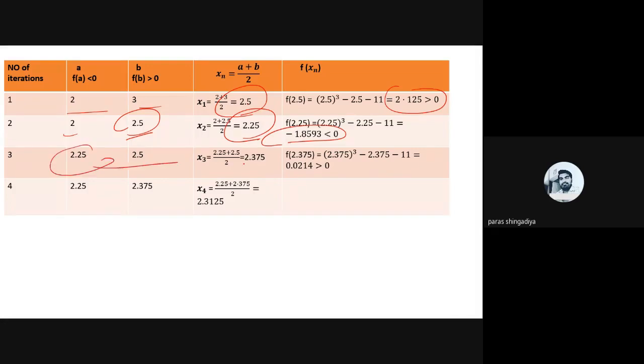Again replace 2 with 2.25 because it is negative. Again take the average, so it is 2.375, and check its output, and it is positive. So replace the positive point with 2.375. Again consider the average. So we get the required answer, 2.3125. Okay, so let us move on to the new question.